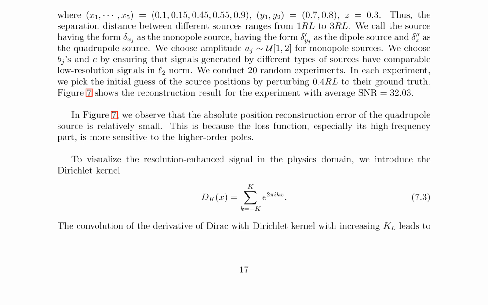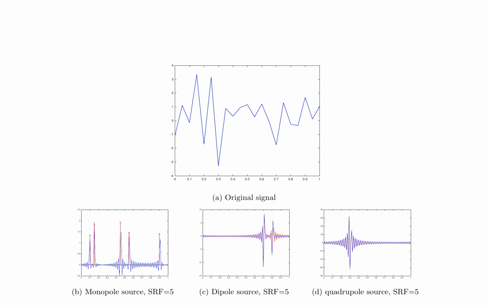The study also presents the reconstruction of closely positioned point sources in Figure 6 and a box plot of source positions reconstruction error for different types of sources in Figure 7. The research further explores the amplification of signal strength using Dirichlet kernels, crucial for resolving sources in the physics domain. It is demonstrated that different orders of Diracs generate signals of different amplitudes. The experiment results show a stable reconstruction of the source positions, and the extrapolation in the frequency domain results in reliable resolution-enhanced signals.